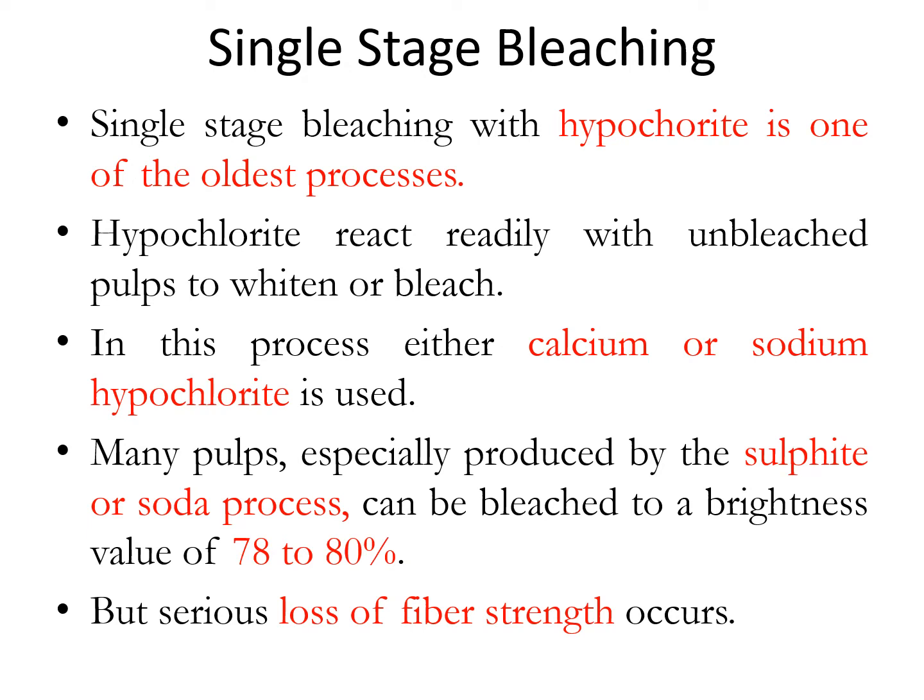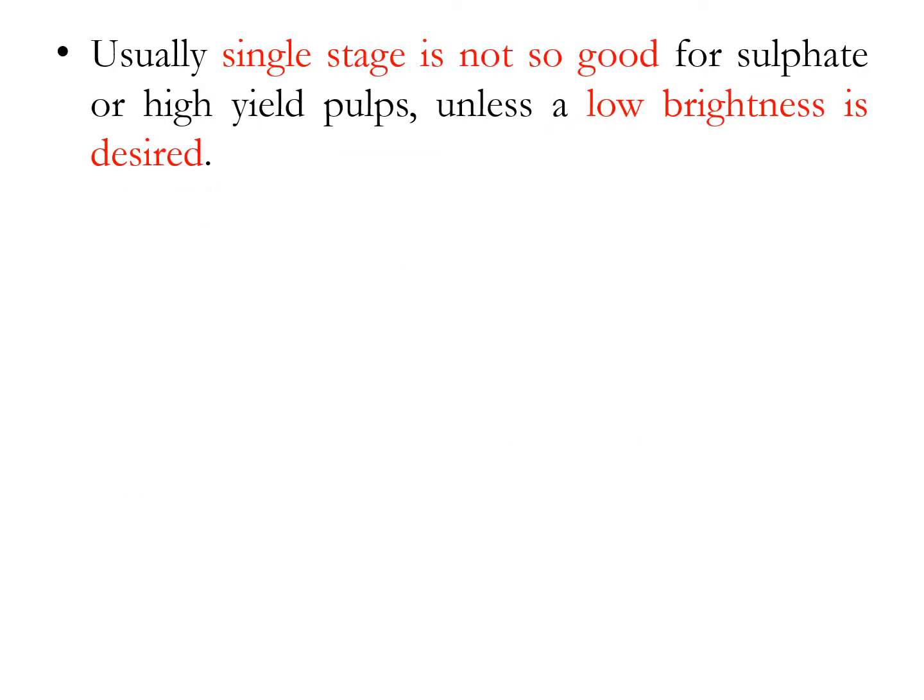Using a hypochlorite chemical in a single stage is not so good actually for sulfate or high pulp, unless you require a low brightness.